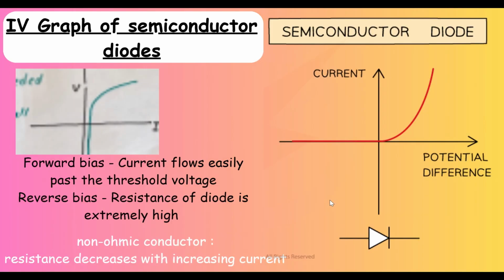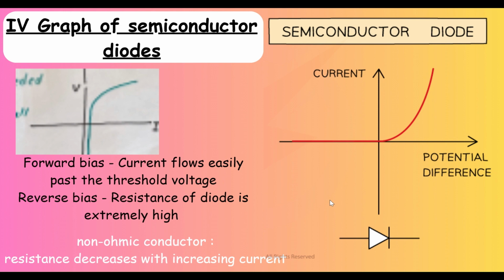Now let's look at the IV graph of a semiconductor diode. In the forward bias, which is the first quadrant, you can see that the current flows easily past the threshold voltage. Just a key thing here, the threshold voltage is the minimum amount of voltage needed for current to begin to flow. So the minimum pressure needed to push the electrons to start flowing. And beyond that point, current flows quite easily.